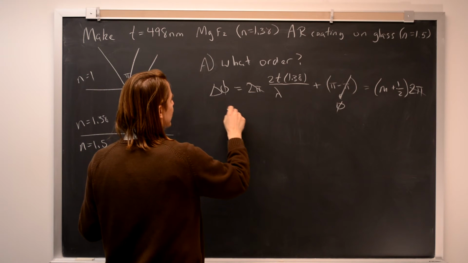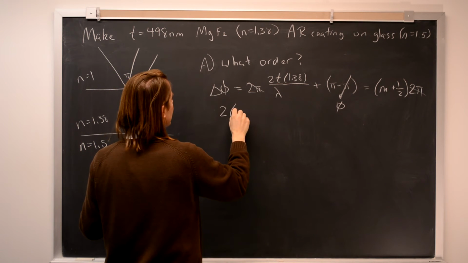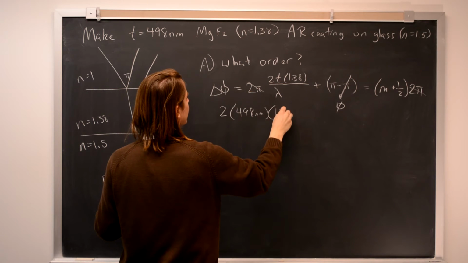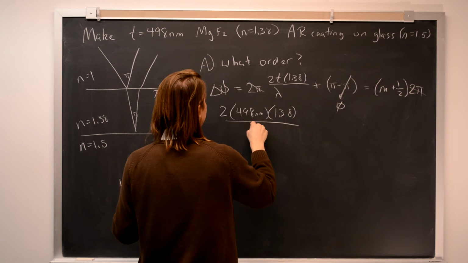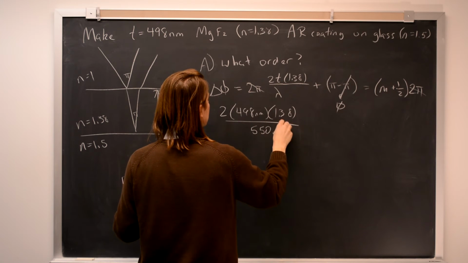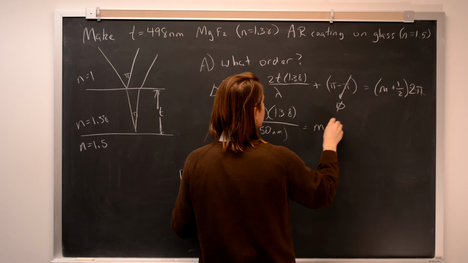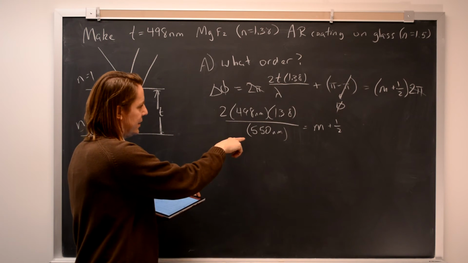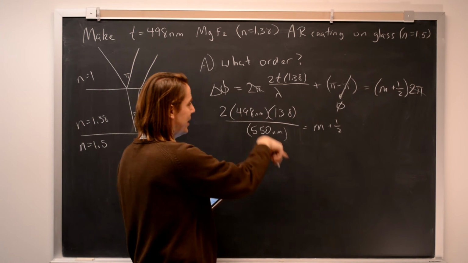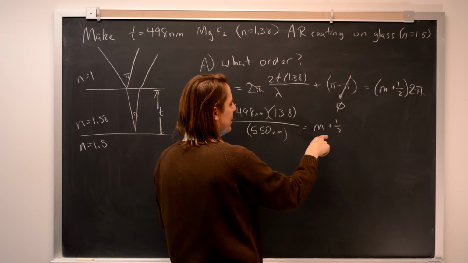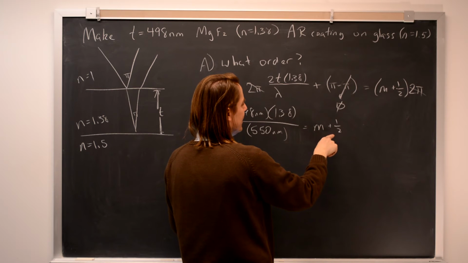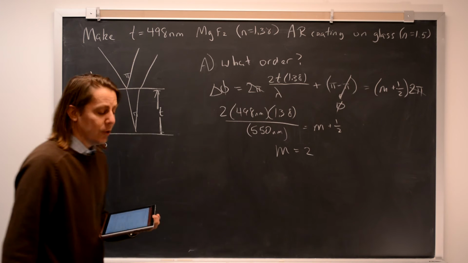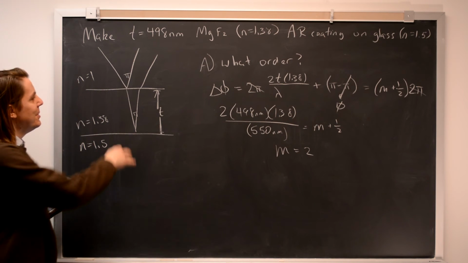So let's start putting in numbers. We have 2 times 498 nanometers times 1.38 over 550 nanometers, equals m plus 1/2. So you solve this, and it's 2.5. Basically, the nanometers cancel. It's unitless. It's 2.5, and then you bring this over, and you find m equals 2. So your boss is trying to use the m equals 2 order.